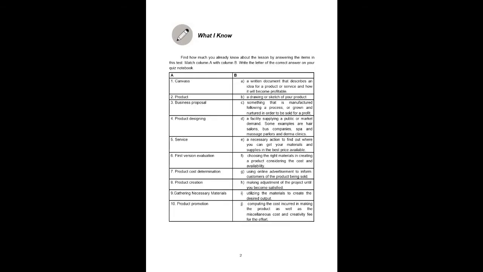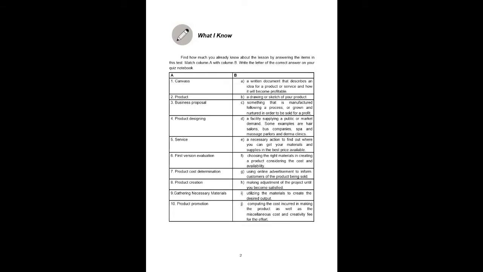The lessons are arranged to follow the standard sequence of the course, but the order in which you read them can be changed to correspond with the textbook you are now using. After going through this module, you are expected to, number 1, plan and produce a simple product, and number 2, make a business proposal.